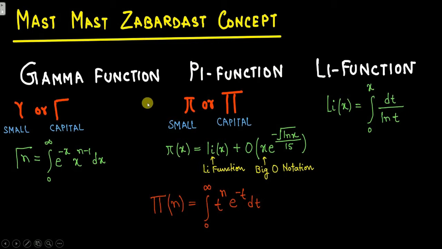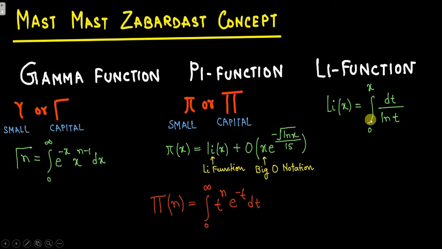Okay, similarly kind of thing, but we are talking about a function, not a constant for this. So the pi function, small pi of x, is nothing but li of x plus capital O of x into e to the power of minus root ln x upon 15. Okay, so this is a big O function, which is actually out of the domain of your engineering part for the present course, but this plays a very important role in higher mathematics. It has a very wide application in different domains, but for the time being we won't be talking about this. So this is the li function.